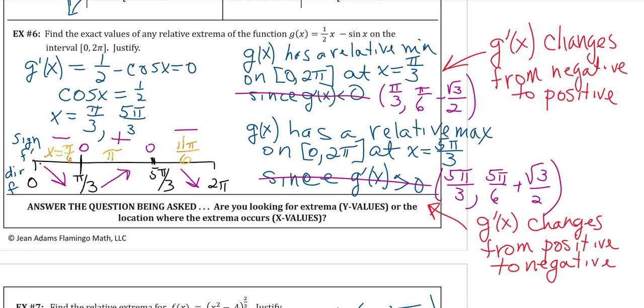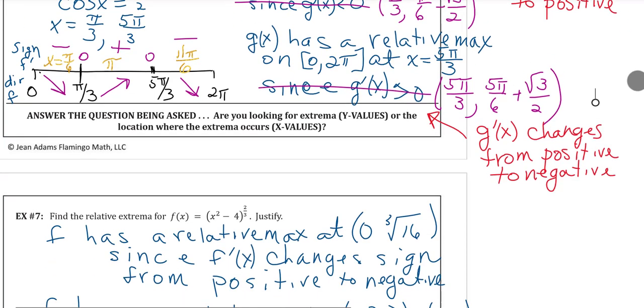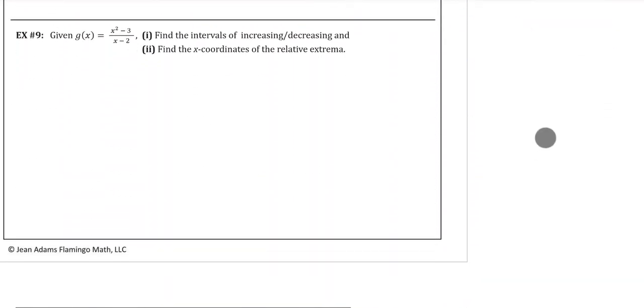Okay? Okay, and then finally, the last one. Given g of x equals x squared minus 3 over x minus 2, find the intervals of increasing and decreasing, and then find the x coordinates of the extrema. So this covers everything that we've been doing.